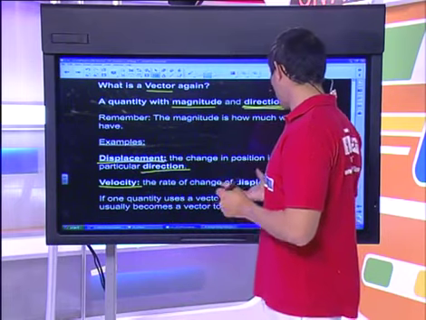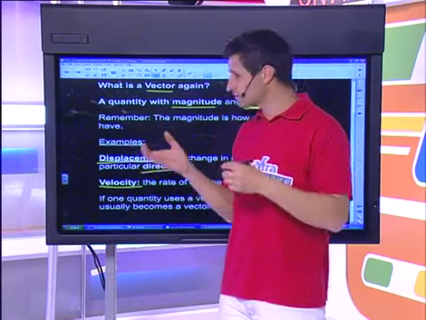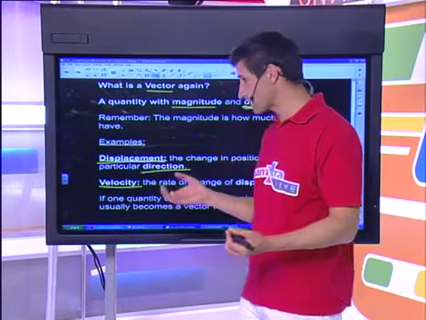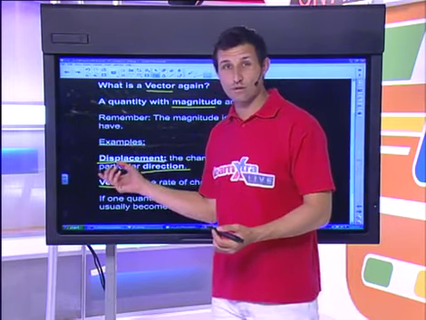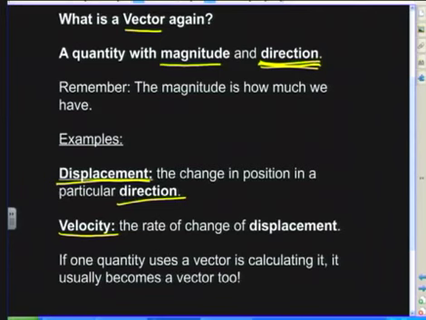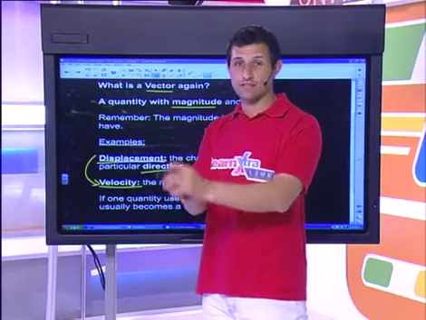Okay, now, one of the things that I want you to be aware of as we go through the show today is if you use a quantity like displacement to calculate velocity, so I've used displacement to describe velocity, that second quantity also becomes a vector. So I said displacement is a vector. It's got a magnitude and a direction.